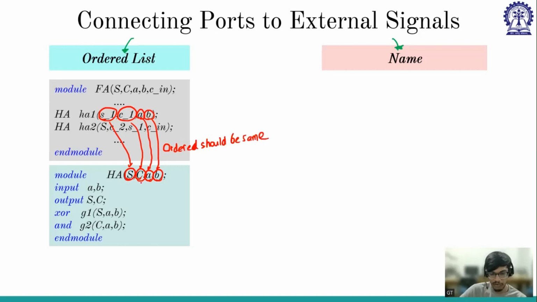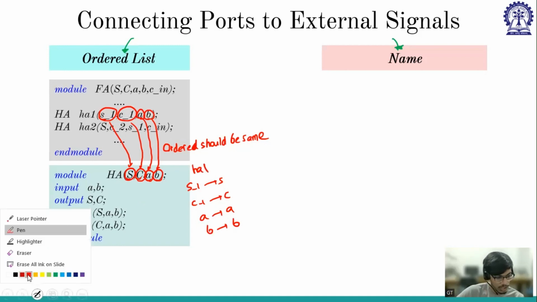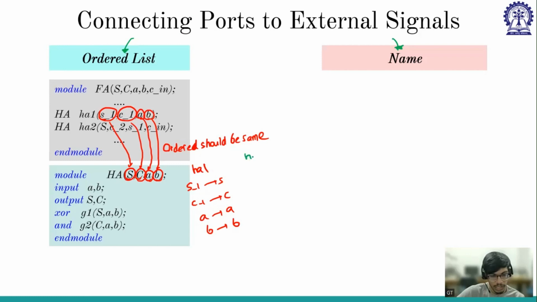Here I am using different variables, but they will be mapped. So S1 will be mapped to S and C1 will be mapped to C. A will be mapped to A, B will be mapped to B. In the second line of code, HA, this is for HA1. Now if you come to HA2, S will be mapped to S. C2 will be mapped to capital C. S1 will be mapped to A, and C will be mapped to B.